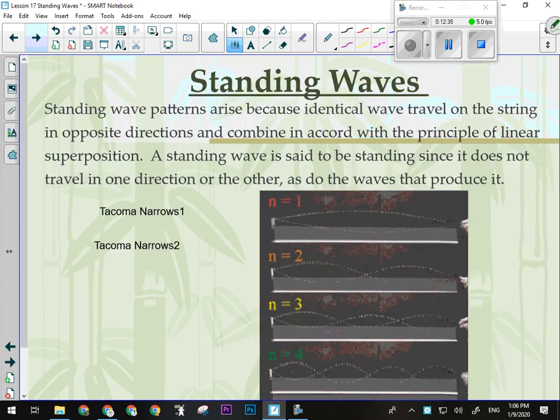So standing wave patterns arise because identical waves travel on the string in opposite directions. They reflect off one end and come back, reflect again, and go back and forth. You're constantly making new ones, so you're putting more and more wave energy in there, and eventually you achieve some kind of balance where the string just continues to move. If this is a bridge, like the Tacoma Narrows bridge, then you start getting waves of greater and greater amplitude. All suspension bridges are designed to be able to withstand small amounts of oscillation. By their nature, they have to be able to do that.